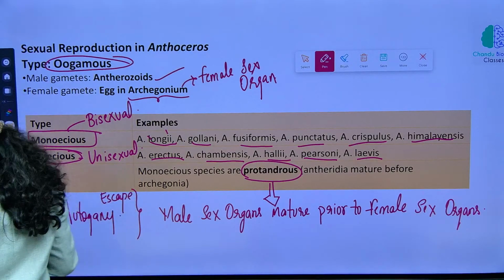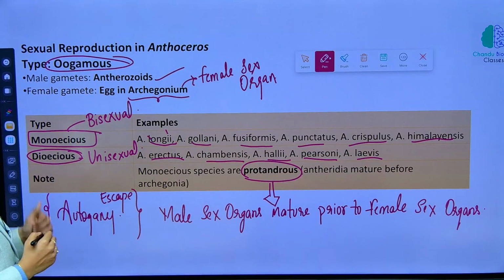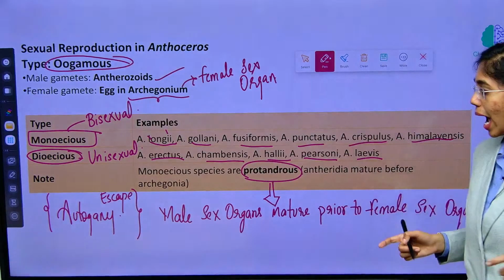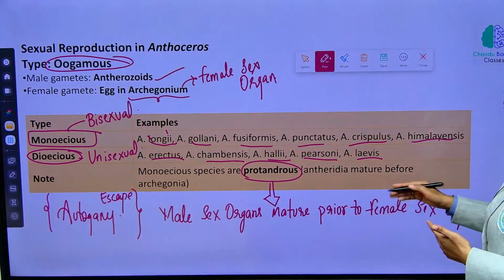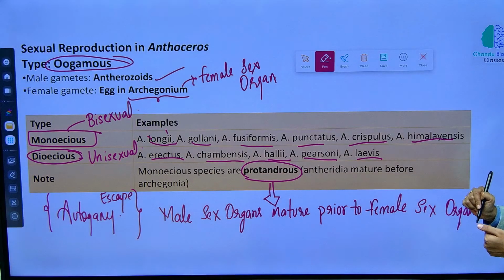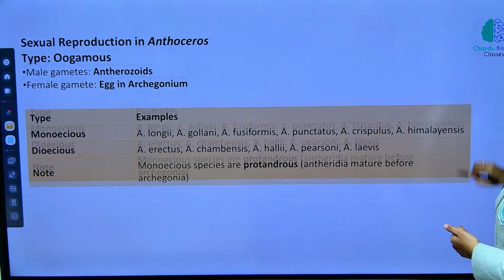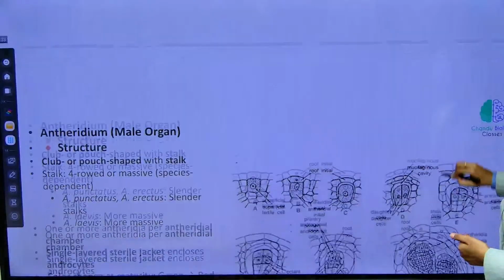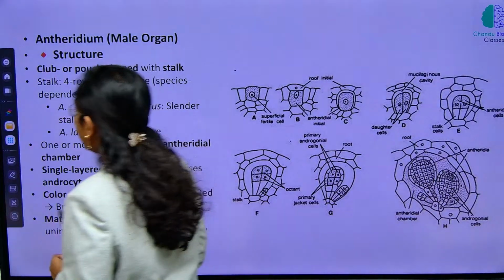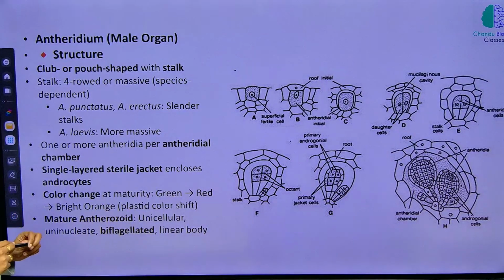Fine, clear? I hope you are clear with monoecious, dioecious, examples of Anthoceros and autogamy. Like what is the mode that is being performed to escape this process? Okay, protandrous. How is the male sex organ formed? Structural development of antheridium. Observe it carefully. How does the antheridium look?